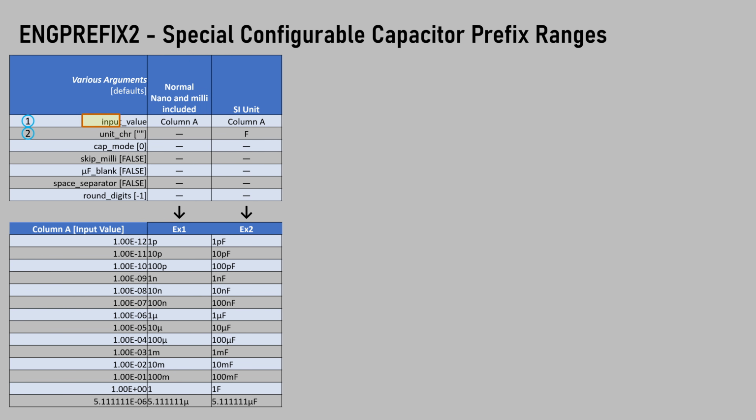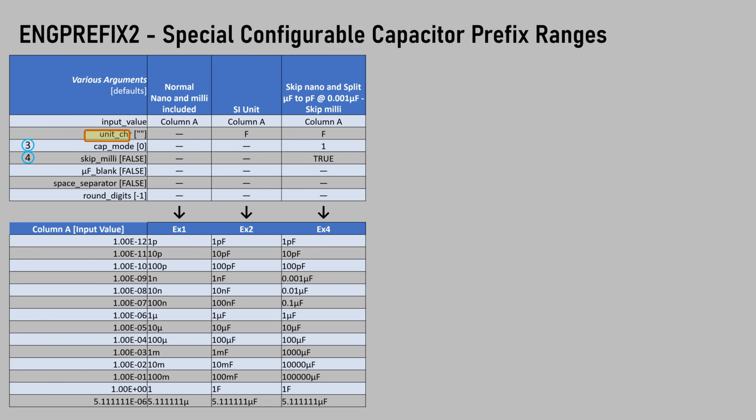Next is the unit character. Its default value is null. In this example, it's the uppercase F for farad. Notice it appends the SI unit farad to the end as expected. In a lot of cases, this is all you need.